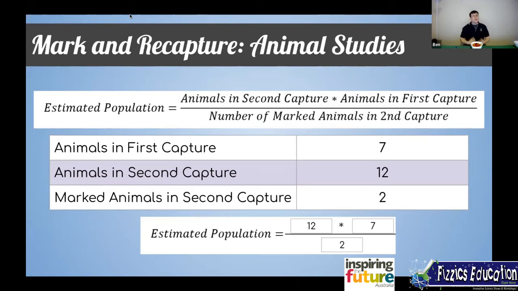We got kind of close, and we would get a better idea if we did it more than once or if we pulled out more animals in each capture. So maybe 7 wasn't enough. Maybe 12 wasn't enough. The more you catch, the more accurate you get.